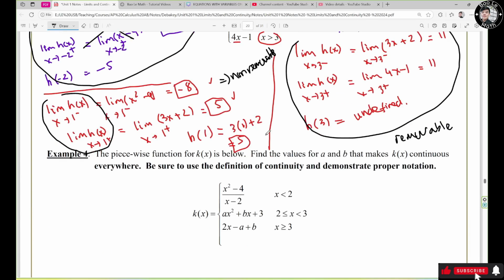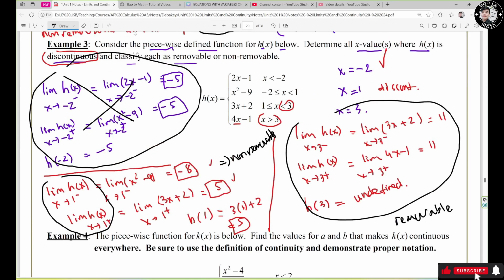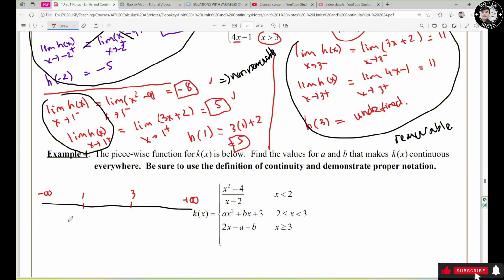Now we need to place all these numbers on the number line. So you need to find the interval where the function is continuous, which means negative infinity to 1, union 1 to 3, union 3 to infinity. Or you can write negative infinity to positive infinity except the values 1 and 3. If you write it like this, you need to use the curly brackets.